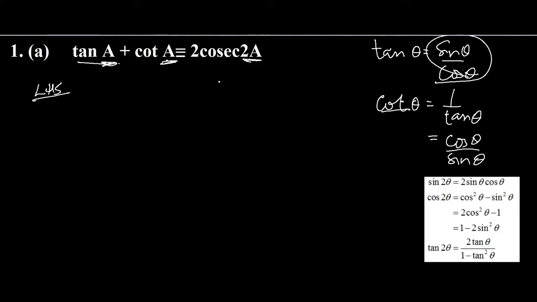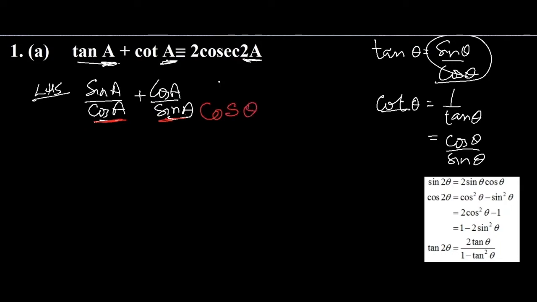Tan theta must be converted to sine theta over cos theta. So sine A over cos A in this case, plus cos A over sine A. Now, if you want to merge the two, the denominators must be the same. To do that, we should have their LCM, and the LCM is nothing but multiplying them. That means I will multiply this by cos A, and multiply by cos A on top as well. Similarly, sine A over sine A. Now you can see the denominators are exactly the same. Now they can be merged.